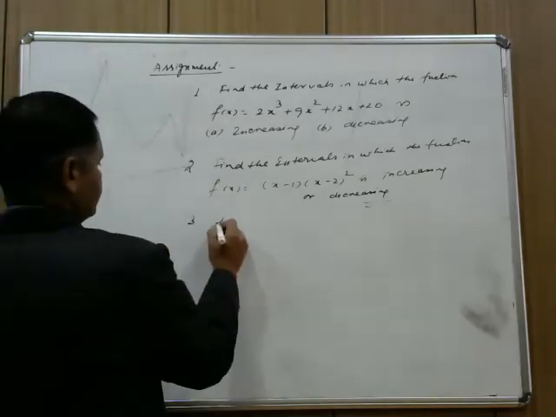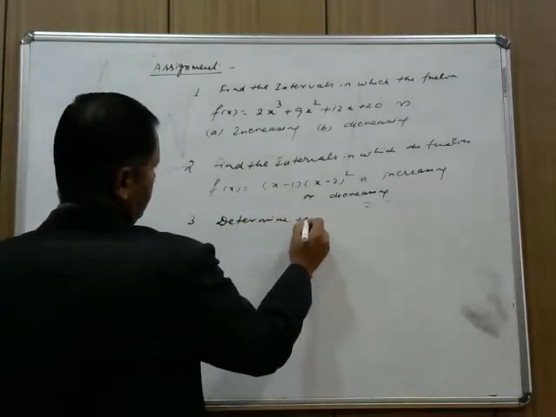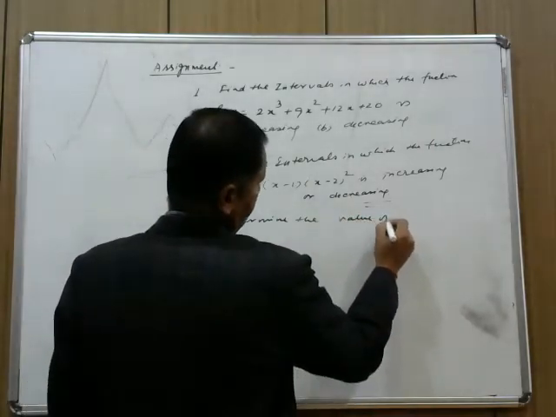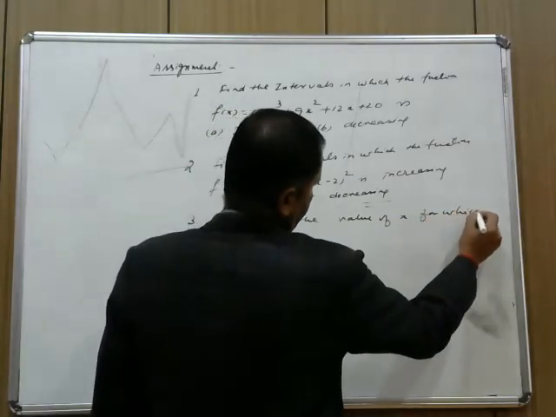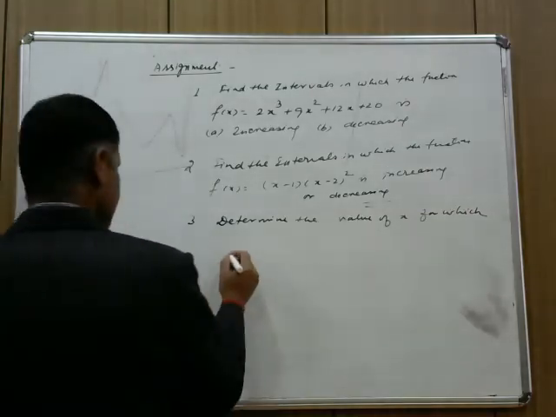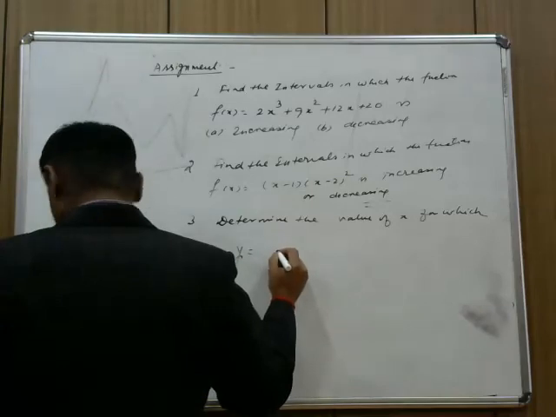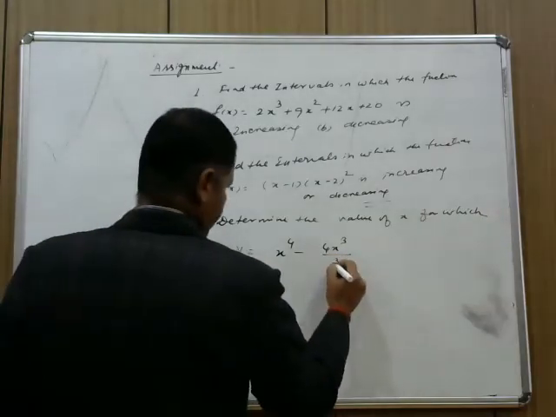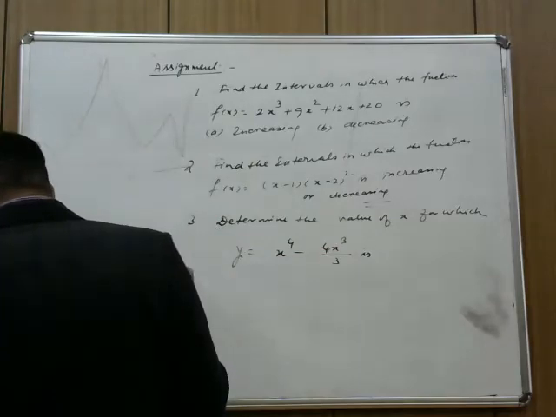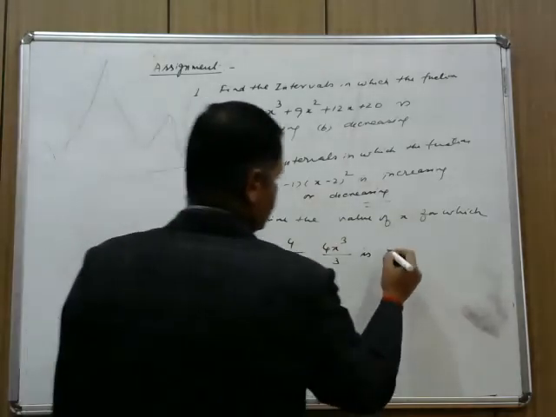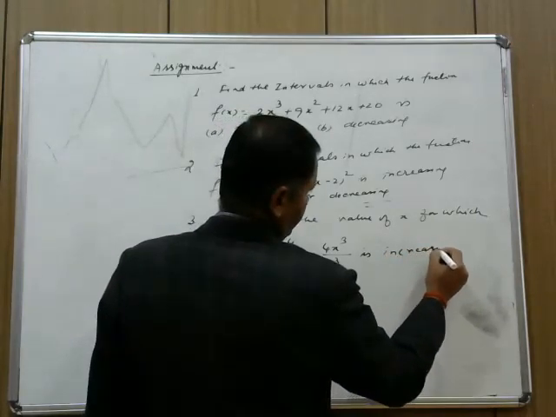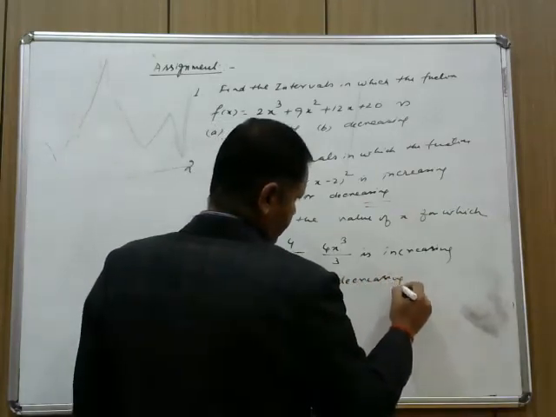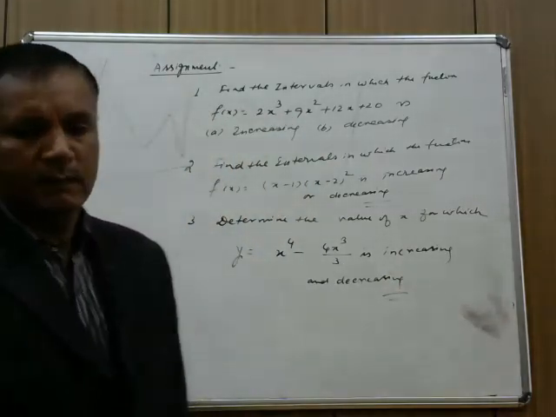And the third question, determine the value of x for which y is equal to x to the power 4 minus 4x cube by 3 is increasing and decreasing. These three questions will be there as assignments.